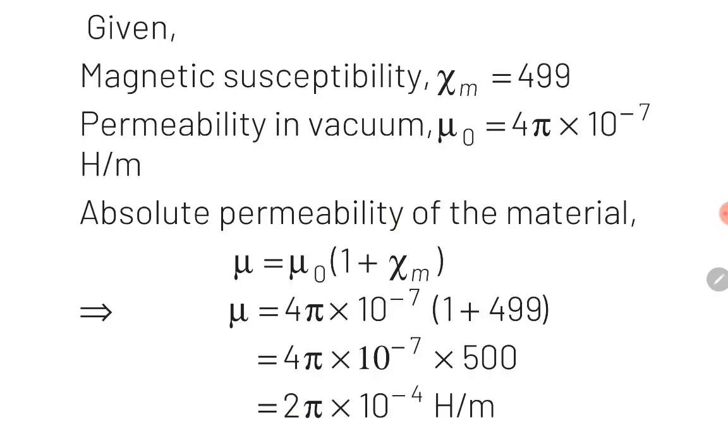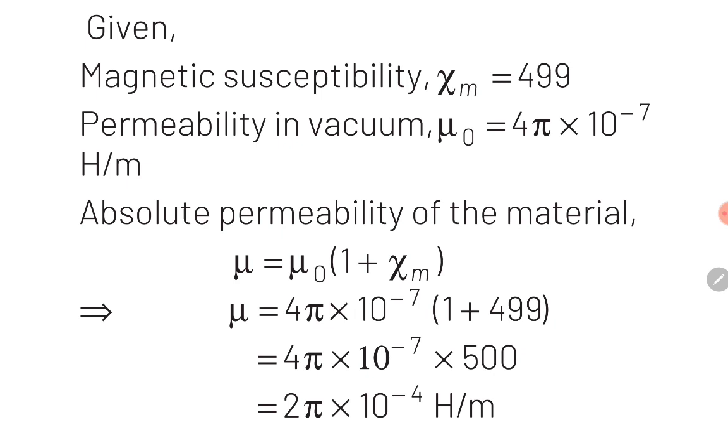Yes students, you can observe here that permeability of any medium or material is given by the formula mu is equal to mu r into mu naught. Guys, mu r is relative permeability which is given by the formula 1 plus chi. Therefore, the overall formula for permeability of medium will be mu is equal to mu naught into (1 plus chi). The value of magnetic susceptibility chi has been given as 499 and the value of mu naught, which is permeability of vacuum, is 4 pi into 10 raised to minus 7.